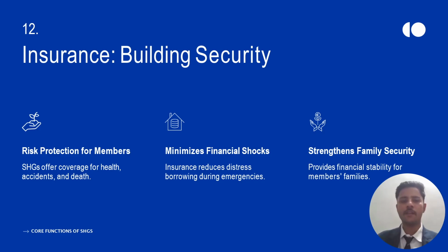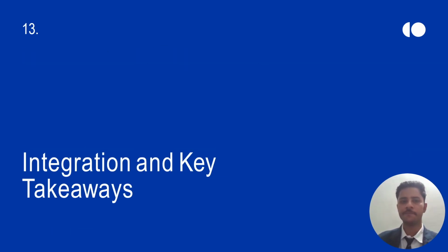Now let's do the last step, that is insurance. Insurance provides risk protection to self-help group members. It covers health issues, accidents, and death. This strengthens family structures and family security, reduces financial shocks, prevents distress borrowing, and can help the members in case of any emergencies in their family.